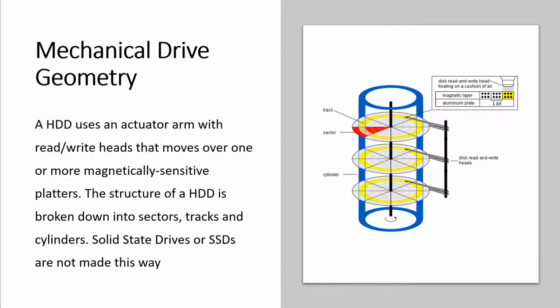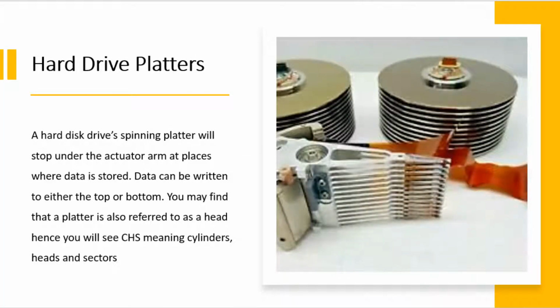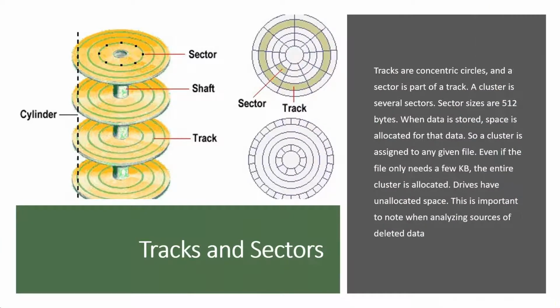In this image, you can see tracks, sectors, and cylinders, and you can see the read-write heads that are moving over the spinning platters that is controlled by the actuator arm. A hard disk drive spinning platter will stop under the actuator arm at places where data is stored. Data can be written to either the top or bottom. You may find that a platter is also referred to as a head, hence you will see CHS, meaning cylinders, heads, and sectors. Tracks are concentric circles, and a sector is part of a track.